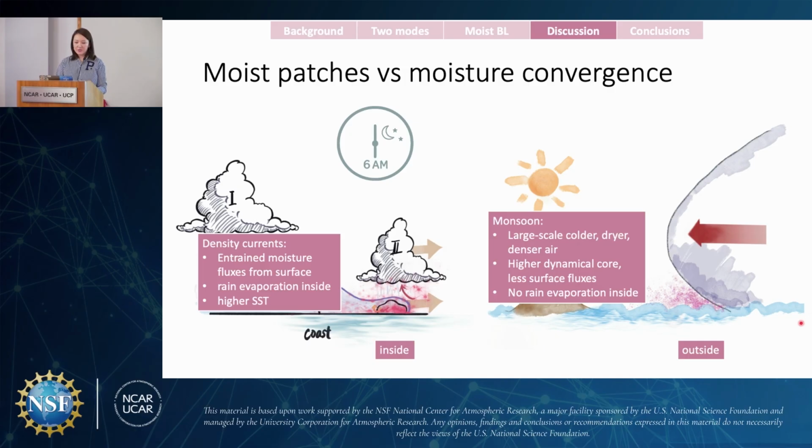The moist patches are located mostly inside of the density current, whereas the regions of moisture convergence lie outside of the cold air, often appearing ahead of the monsoonal head or accumulating beneath it.